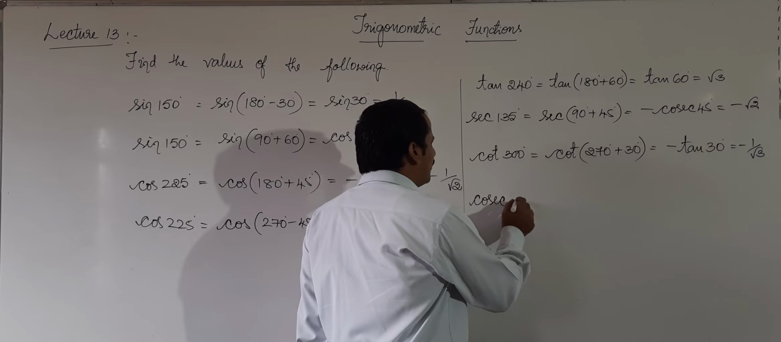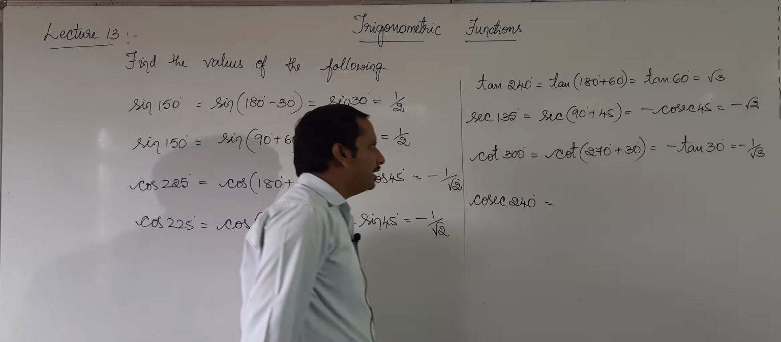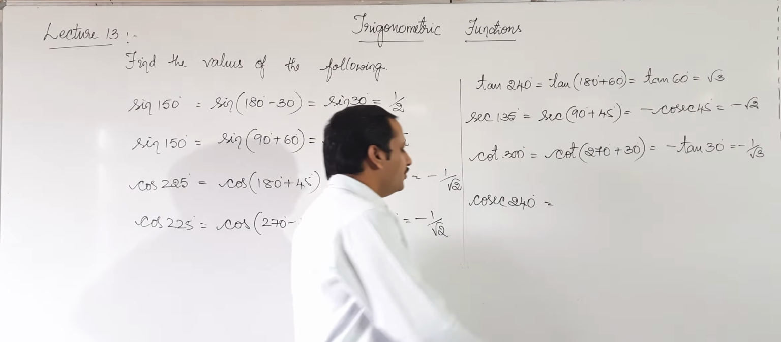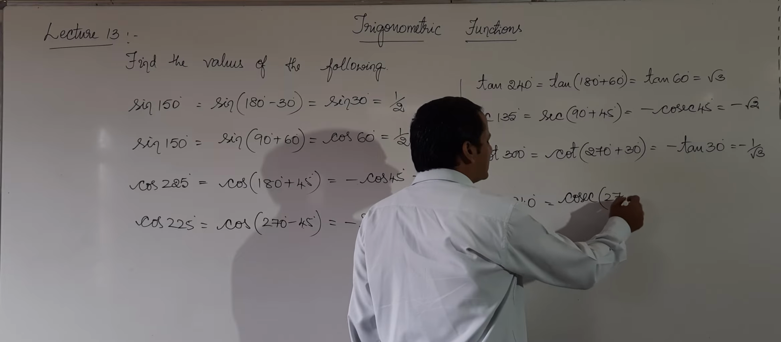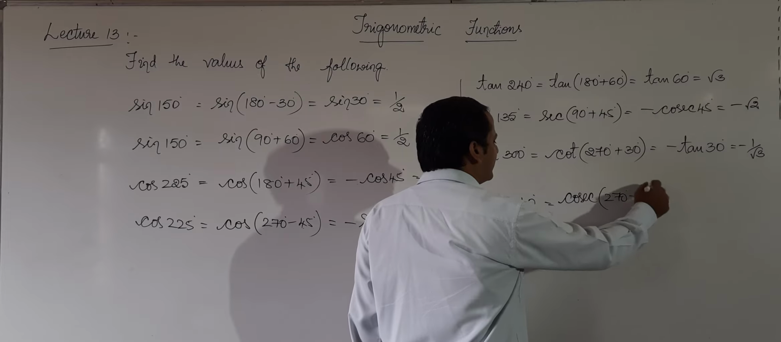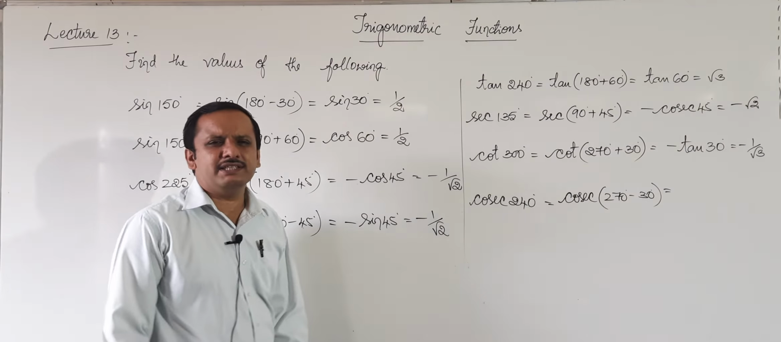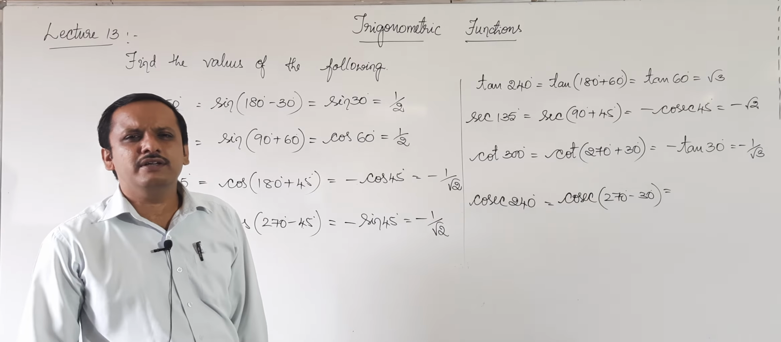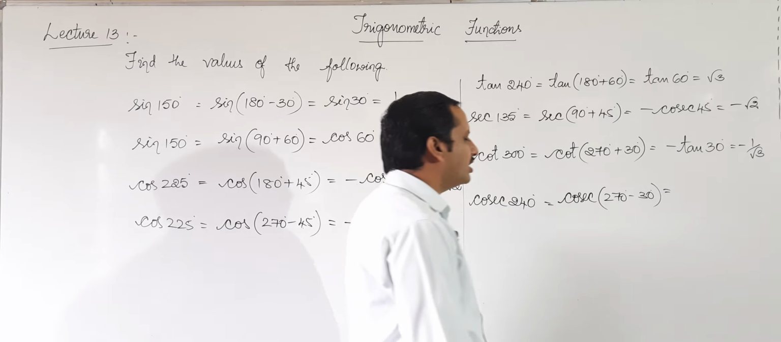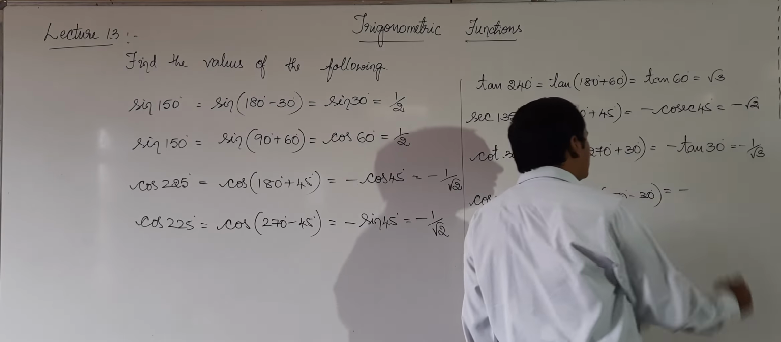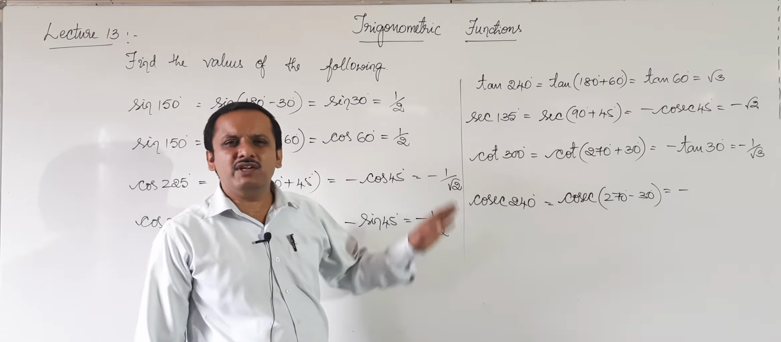Cosecant 240 degree. Cosecant 240 I want. Okay. 240, either you can write 180 plus 60 or 270 minus 30. I will go for 270 minus 30. 270 minus 30 means it is in the which quadrant? Third quadrant. In the third quadrant, cosecant is negative. In the third quadrant, tan is positive and cot is positive, remaining are negative. So, minus.